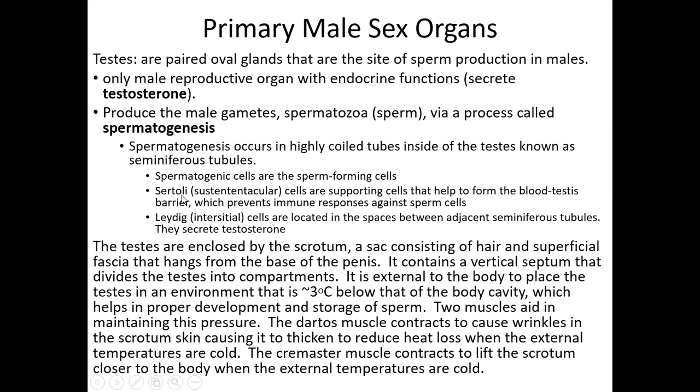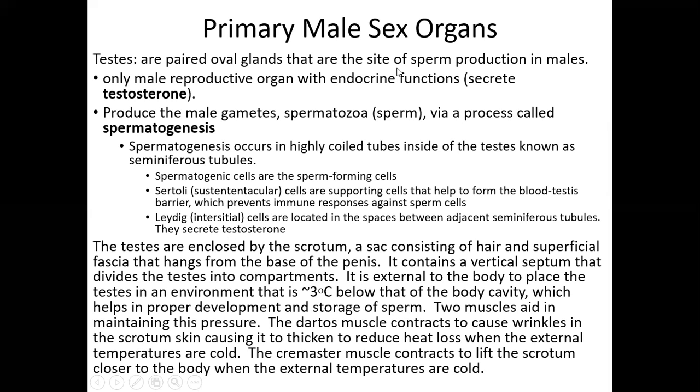There's also within the seminiferous tubules what we call Sertoli, or sustentacular cells, which are supporting cells helping to form what's called a blood testis barrier, which prevents our immune system cells from attacking our own developing sperm cells. And then located between those seminiferous tubules are Leydig, or interstitial cells, which secrete the testosterone that I've mentioned.